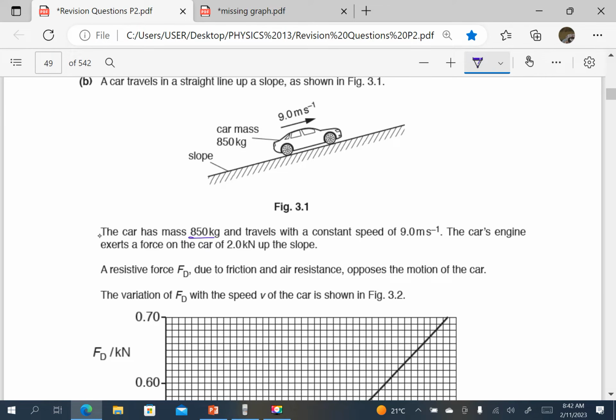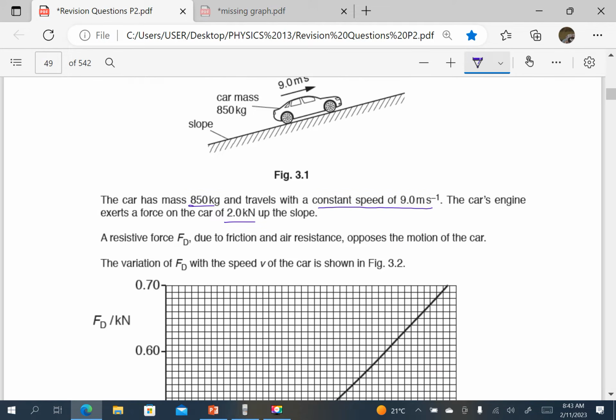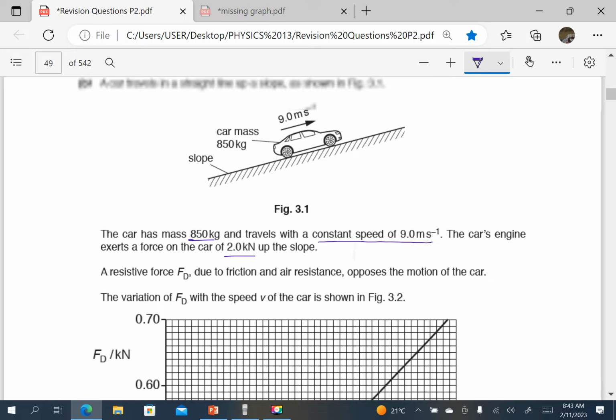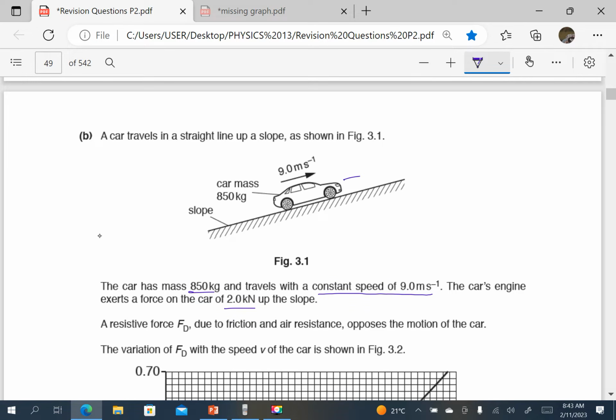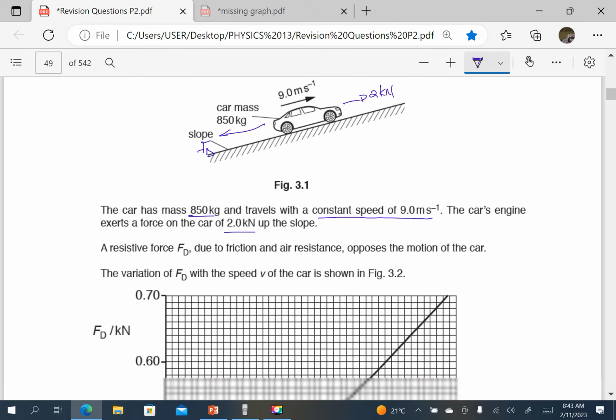So the mass is 850 kilograms and the speed is constant. It is moving with a constant speed. That means there's no resultant force on the car. The acceleration is 0. The car's engine exerts a force on the car of 2 kilonewtons up the slope. A resistive force Fd due to friction and air resistance opposes the motion. So there is the force, which is 2 kilonewtons, by the car's engine. And then there is a resistive force which we are calling Fd, which opposes the motion of the car.